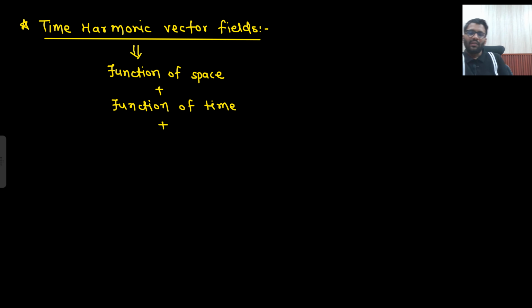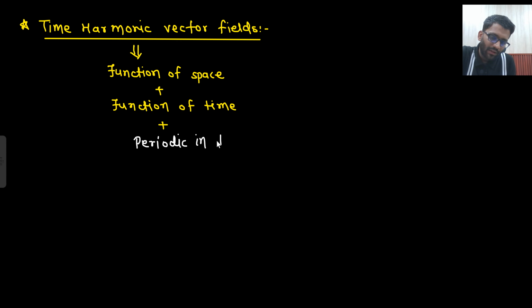Okay. Now there will be a term used, time harmonic vector field. If I am saying that it is a time harmonic vector field, then it will be a function of space, it will be a function of time, and also it will be periodic in time.